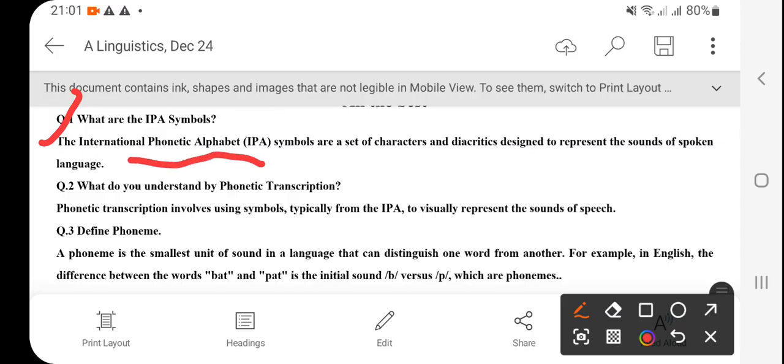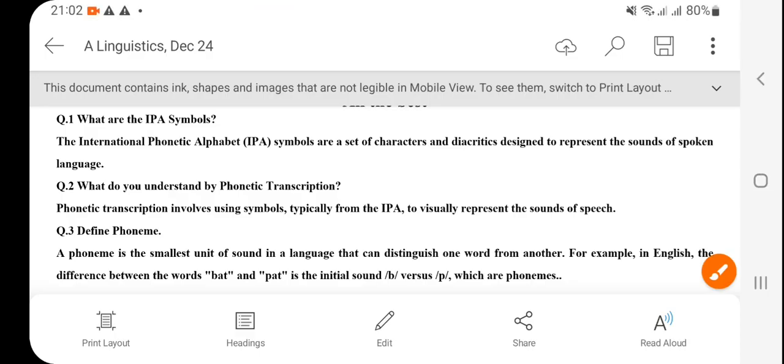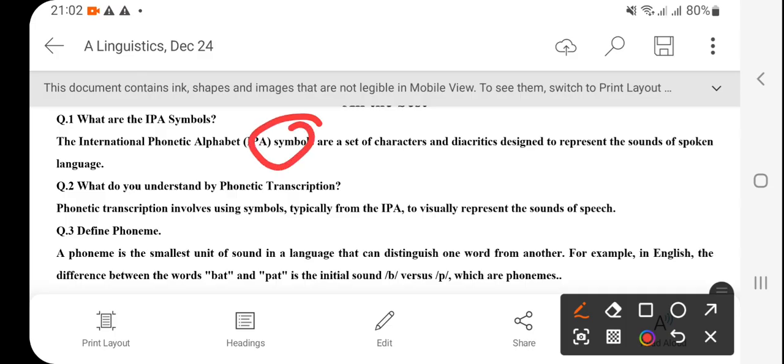So that is, we all know, the International Phonetic Alphabet. These are the alphabets. Phonetic means spoken words, and these are internationally known. How many symbols are there? 44 symbols, right? So this is called IPA, International Phonetic Alphabet symbols. These are the symbols which are internationally known. They are a set of characters and diacritics designed to represent the sound of spoken language. Very important, IPA symbols are for spoken language, okay.